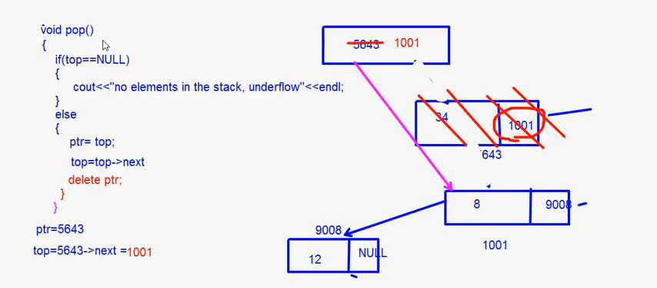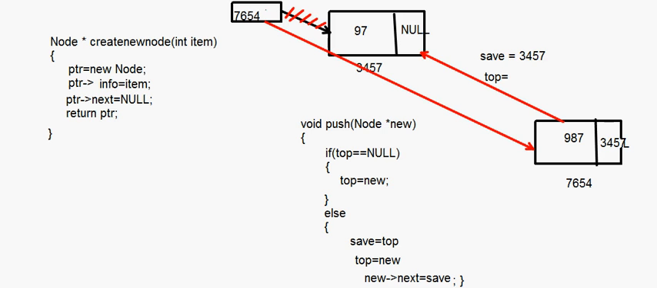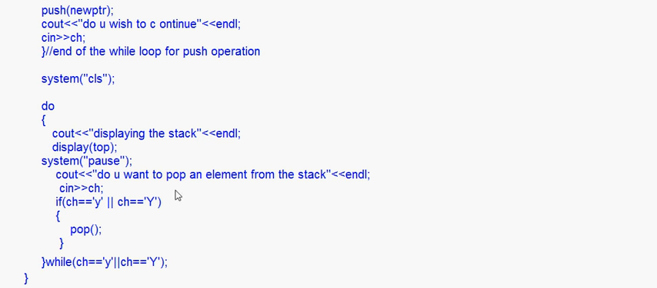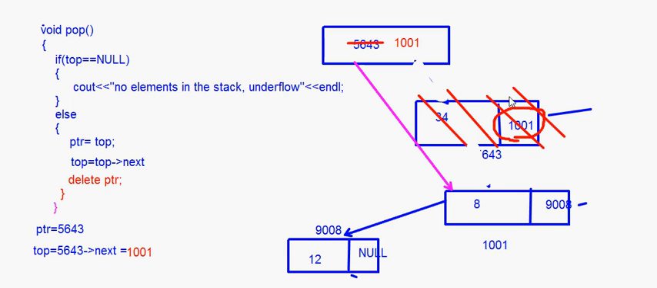After that, again, when you go back to the main method, here, while choice is equal to y or Y, displaying the stack, again it will display the new stack. And then do you want to pop an element from the stack? If the user enters y, I'll again go back to this place, right? Now the same thing will happen.